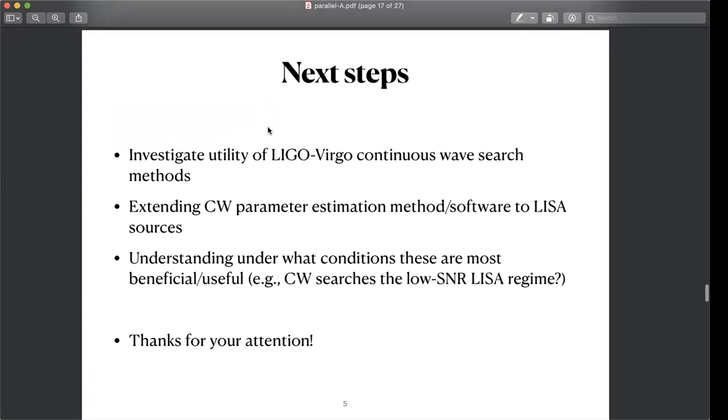So just as the next steps, the idea is to investigate the utility of the LIGO-Virgo analyses and extend the parameter estimation methods and software to the LISA sources, and then to understand under what conditions these types of analyses coming from LIGO-Virgo would be most useful or beneficial for the LISA analyses.